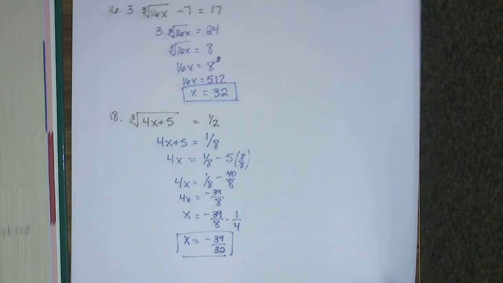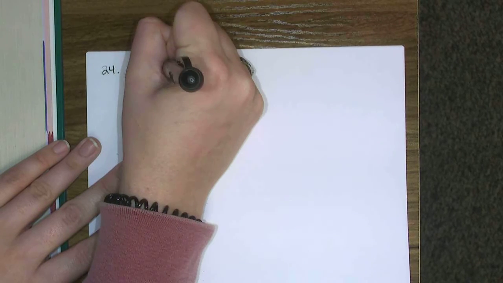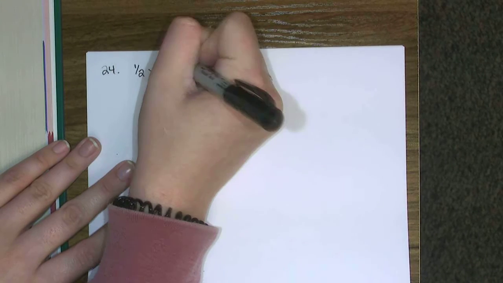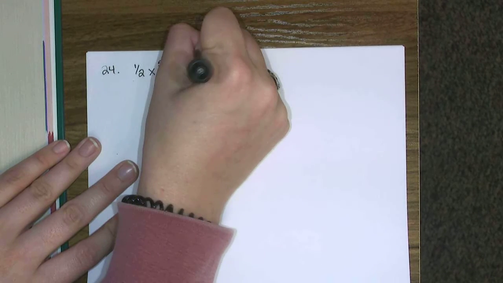Alright, so the next type says to solve the equation, and this is dealing with rational exponents. So we have, basically it's being raised to a fraction, essentially, is all that means. So, start with 24. So 24 is 1/2 x to the 5 halves, not 5/12, is equal to 16. So I obviously still have to get x by itself first.